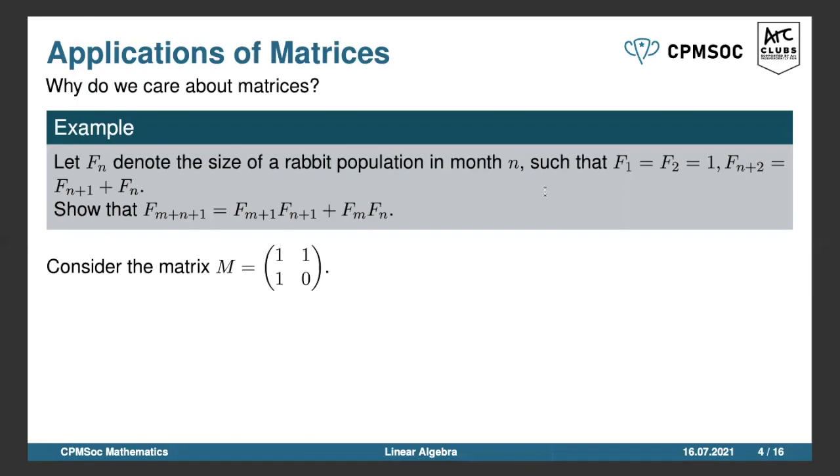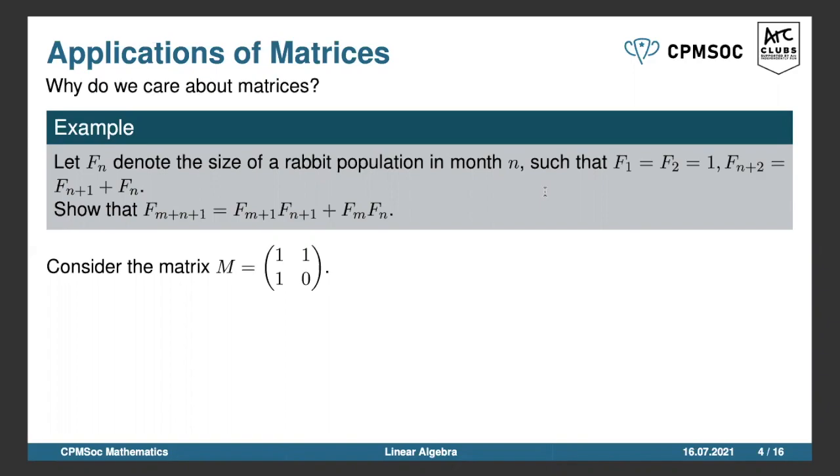But then the populations explode rapidly, and the rule for how the population increases is: in month n plus 2, the population f(n+2) is equal to the population in month n plus 1 plus the population in month n. So it's a recursive formula where the population in the next month is determined by the population in the previous 2 months. And I think most of you will recognize this well-known formula as the Fibonacci sequence. So it goes like 1, 1, 2, 3, 5, 8, 13, and so on.